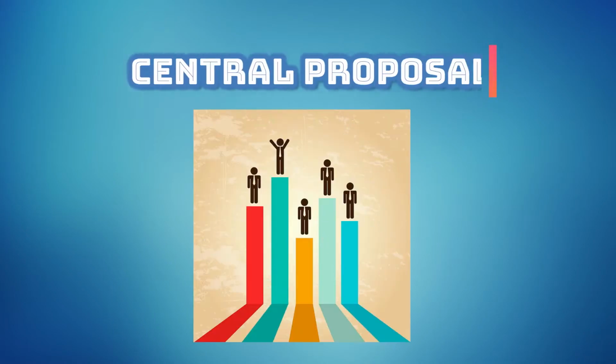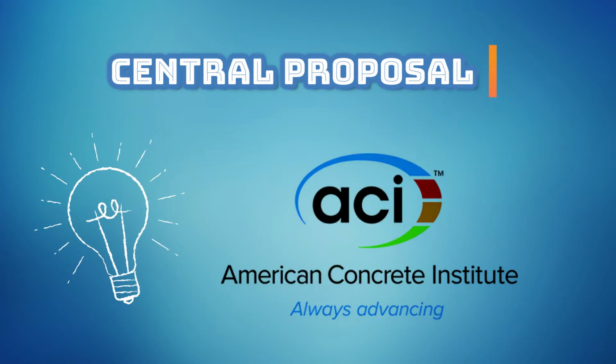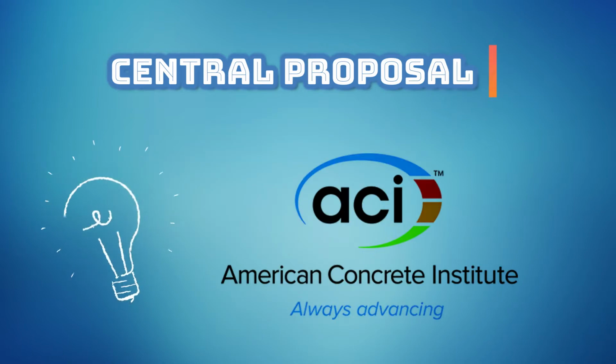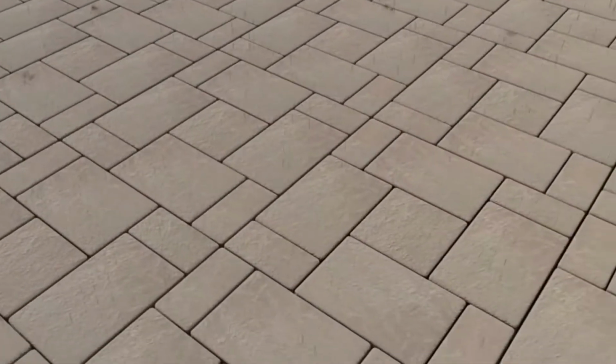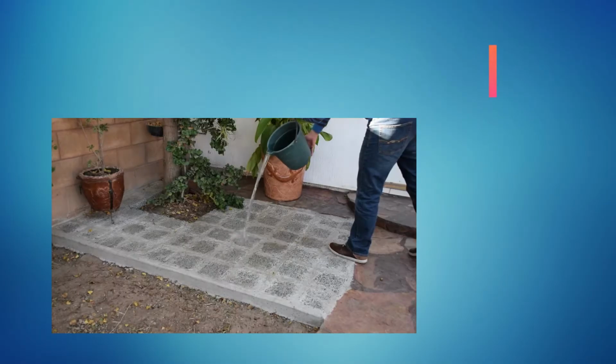Our central proposal consists of a competition designed for a future convention organized by the ACI, in which groups of students can venture into the design of a sample section of 40 by 40 centimeters, made entirely of pervious concrete.